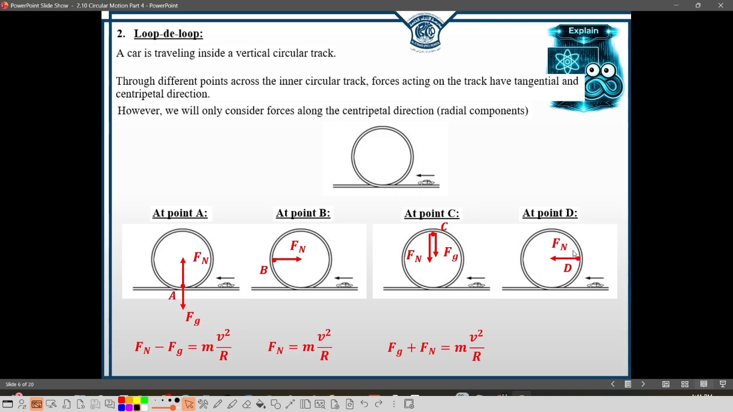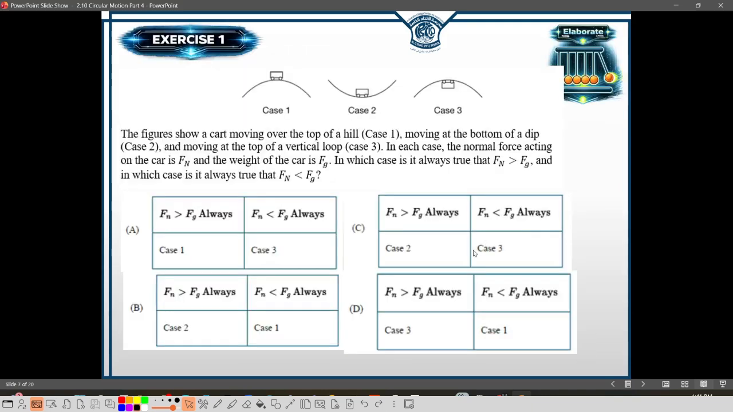Again, here we have a single force acting inward, and this should be promoted into the centripetal force, and we know that the centripetal force is equal to mv squared over r. That means Fn is equal to mv squared over r.